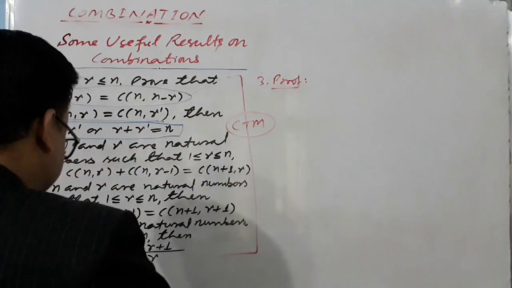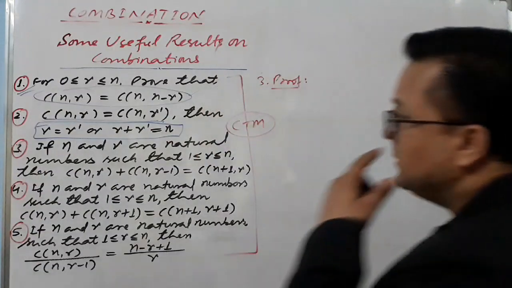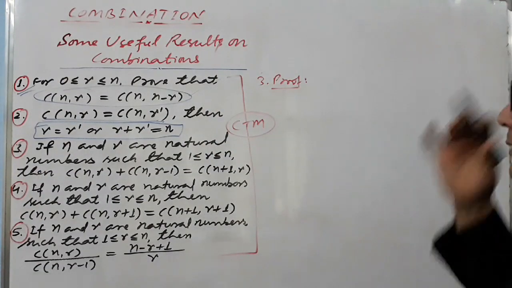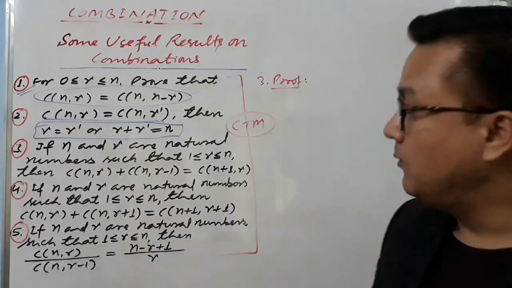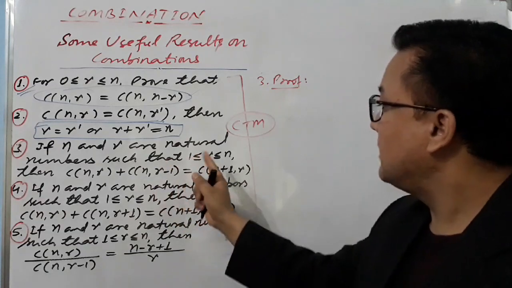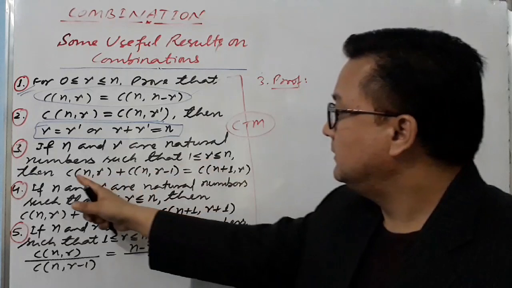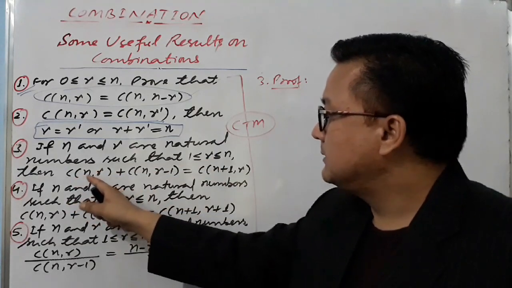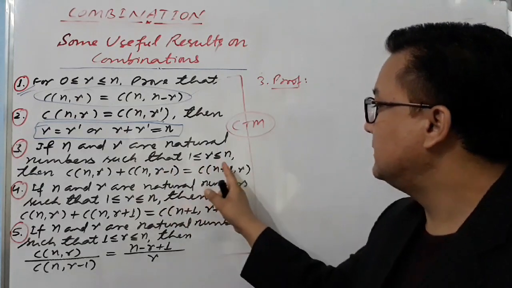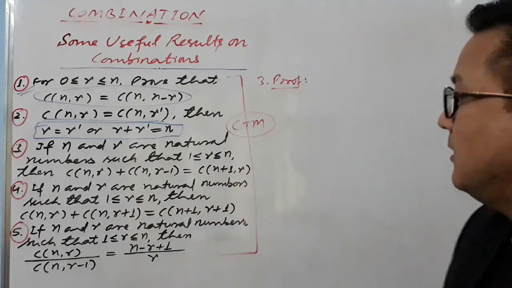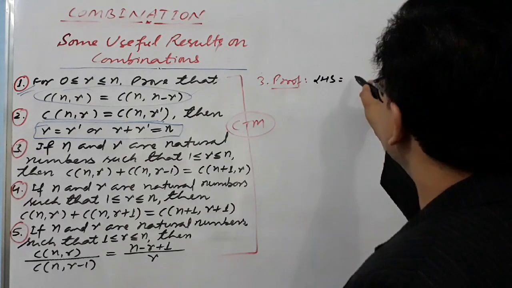Proof. Let's see the statement of the third result. n and r are natural numbers such that r lies between 1 and n, right? Then we have to prove nCr plus nC(r-1) is equal to (n+1)Cr. So let's take the left hand side. So what is the left hand side?